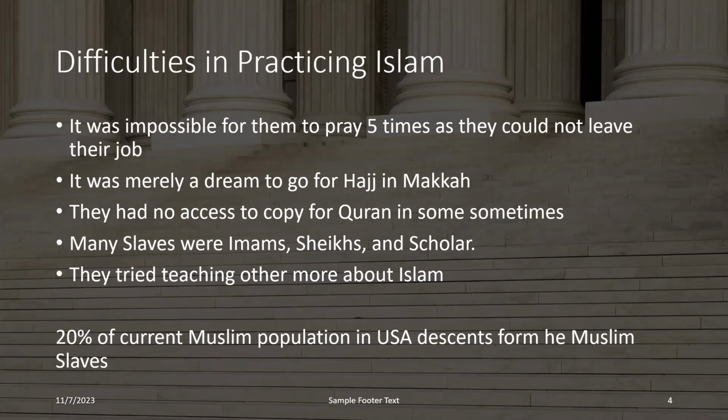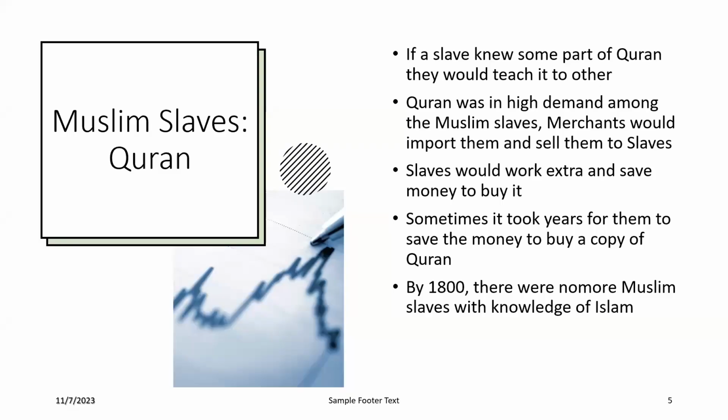Many of the slaves were imams, sheikhs, and scholars, and they tried to teach others about Islam wherever they were sold and sent. So let's talk about the Quran, what was happening at that time. If a slave had some parts of the Quran memorized, they would teach it to others. There was a high demand for copies of the Arabic Quran to be imported. The merchants would import them and sell them to slaves at a very high price. Slaves had to save money from extra jobs because they were not paid a lot, so they weren't able to buy a copy unless they could do some extra work.